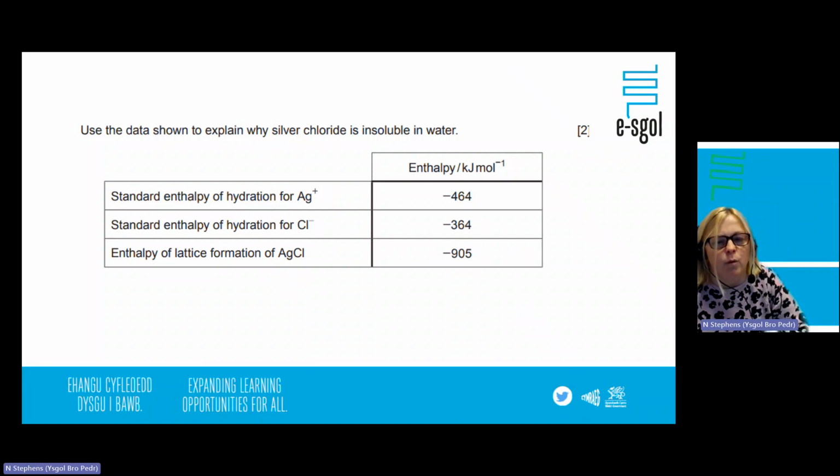Now, what was potentially misleading in this one is that they gave you the enthalpy of the lattice formation, but obviously that is stated as an exothermic process. But in order to dissolve the salt, you would have to, in fact, break that lattice apart. So you'd be doing the opposite of that. So it'd be the endothermic equivalent of the lattice formation.